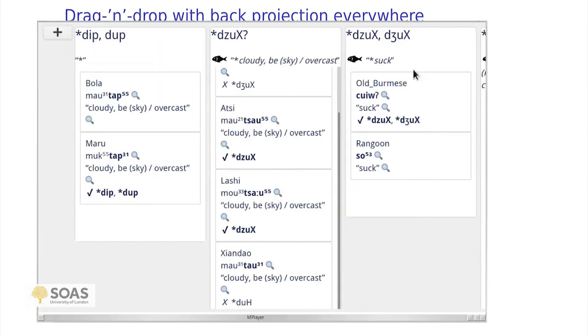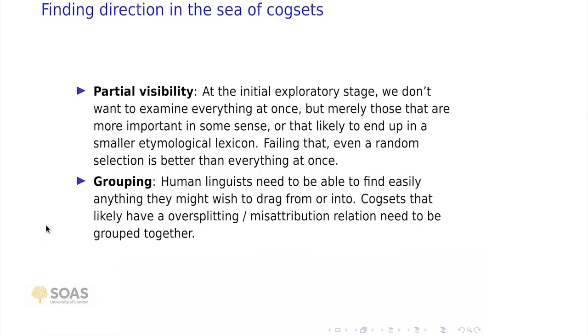Okay. Of course, we just saw that on our board, we just have three cognate sets, and how is that possible? I mean, we have a lot of them. Well, that's a problem that needs to be looked into very seriously. So here's what we want. First, partial visibility. The idea is that you shouldn't let yourself be overwhelmed with the ocean of cognate sets. No, it wouldn't work. Either you wish to prioritize them, so maybe some are more important, more reliable, or likely to end up in the smaller etymological lexicon or whatever. But if you don't have that, then just give me some random cognate sets so that I don't have to work on 30,000 of them at once.